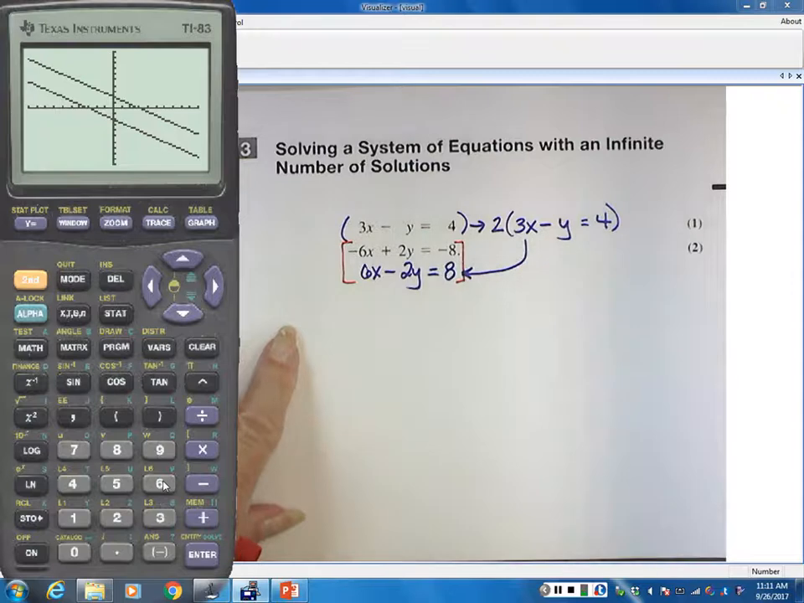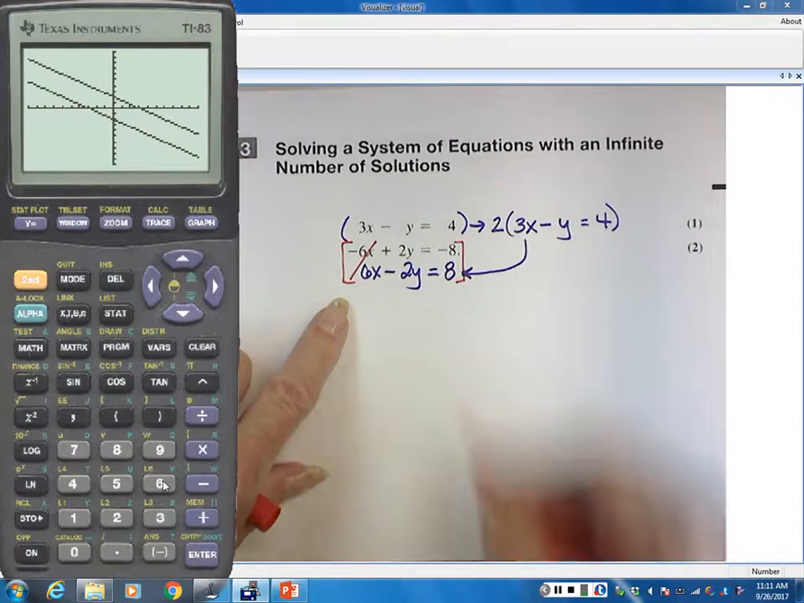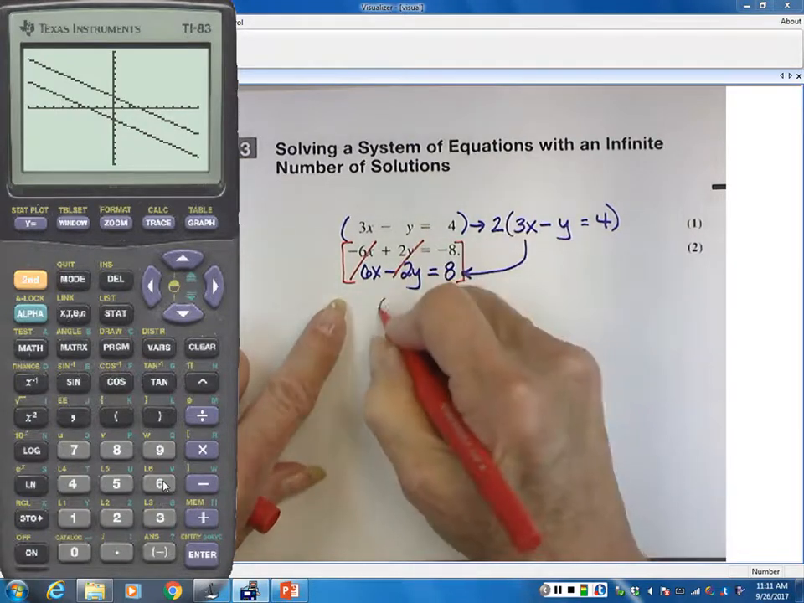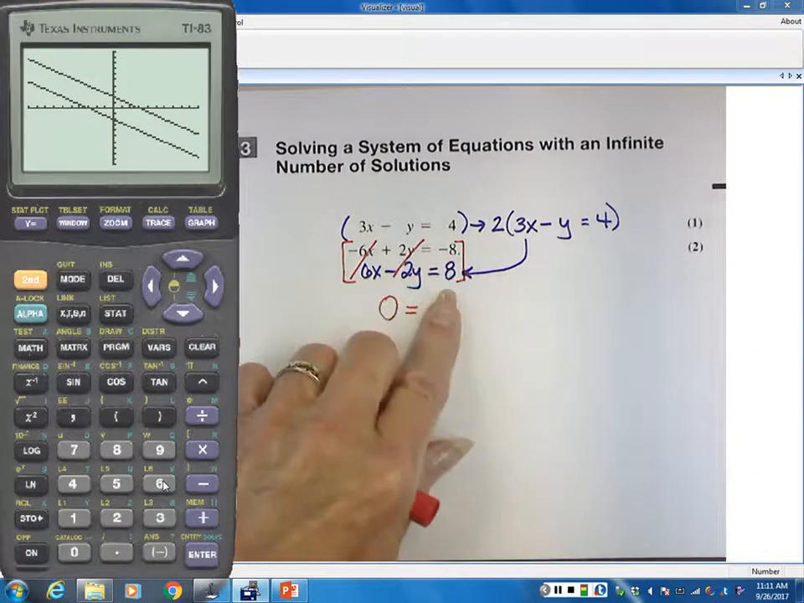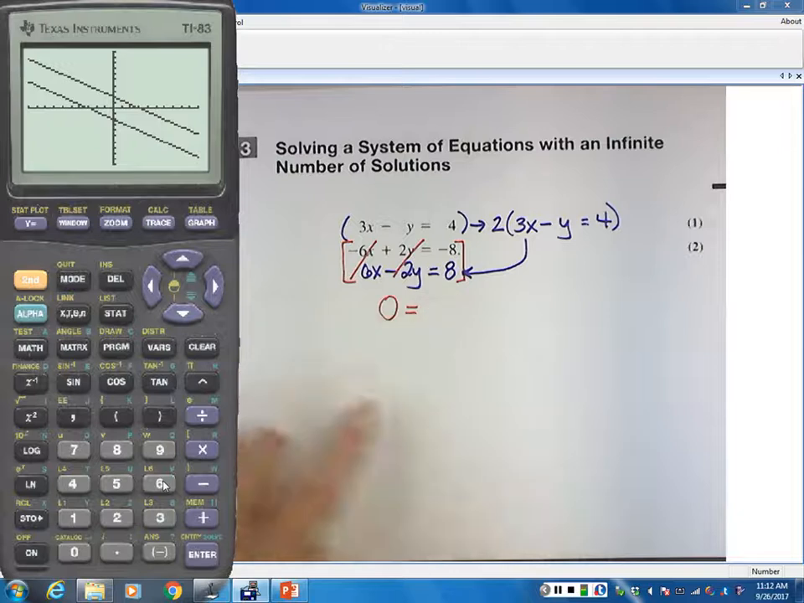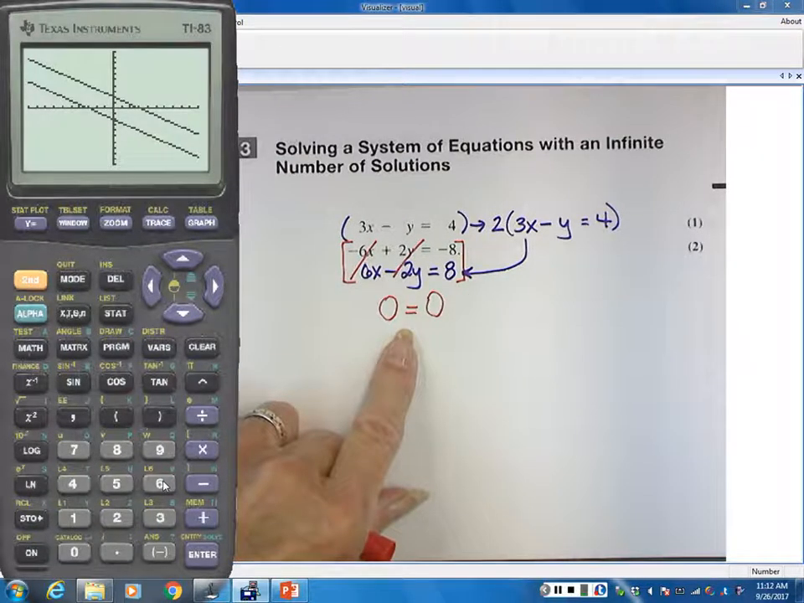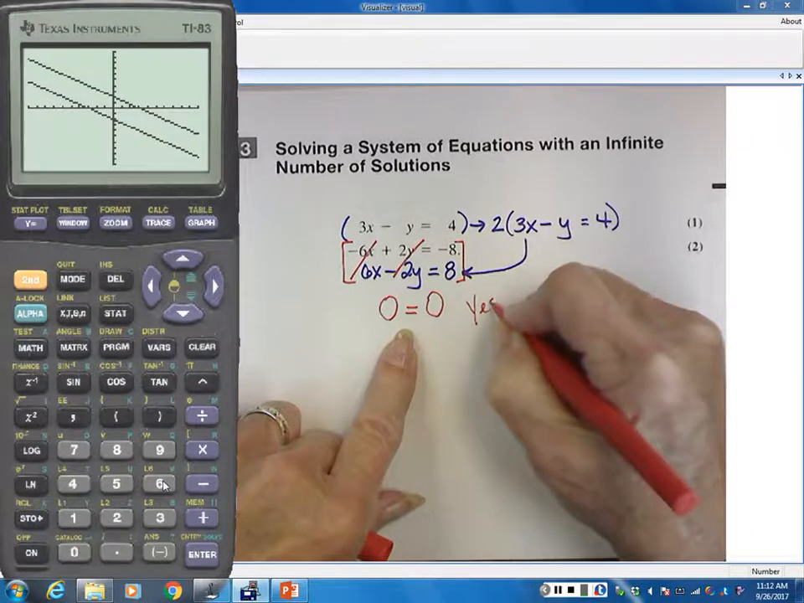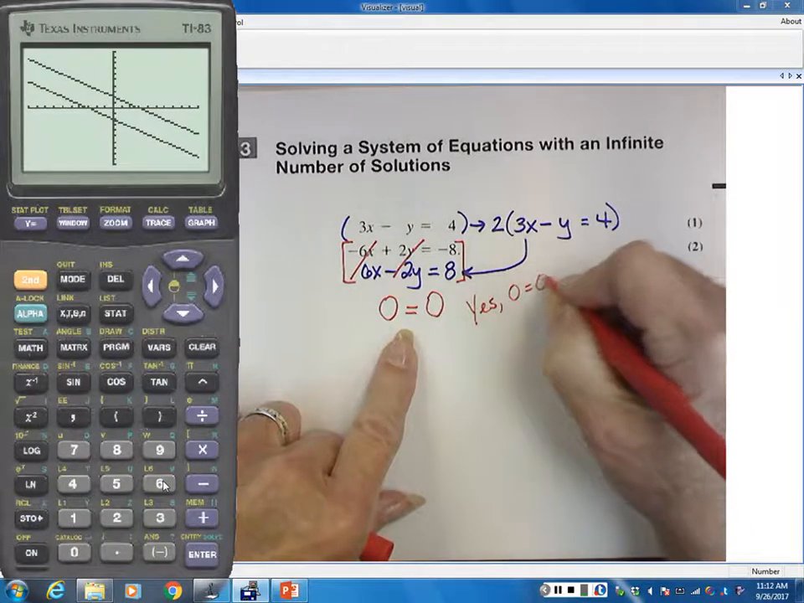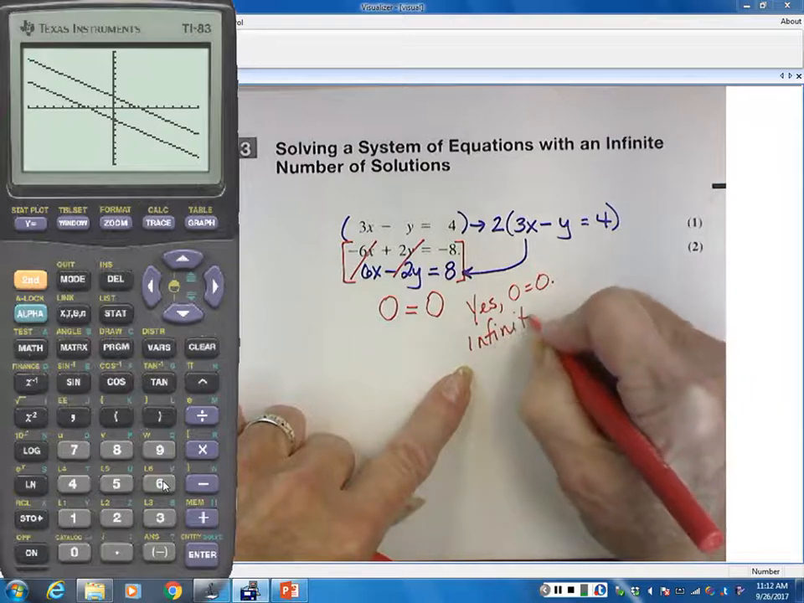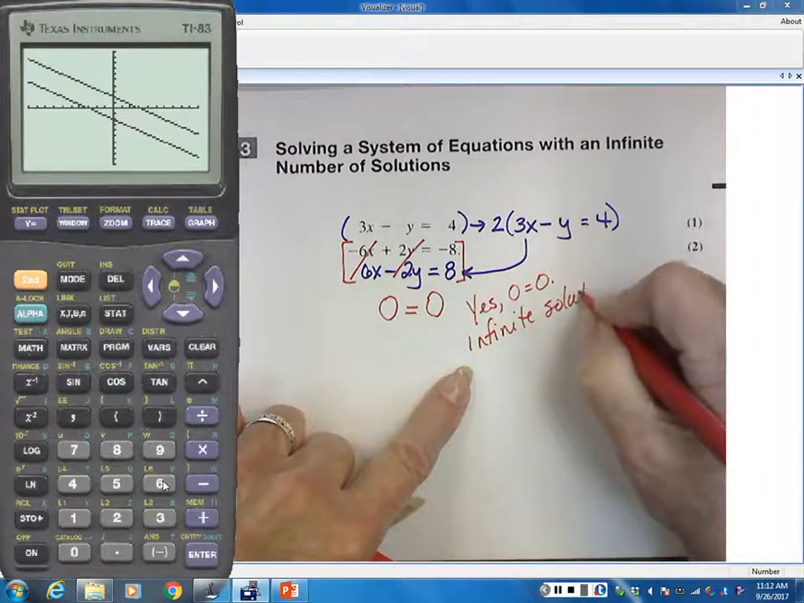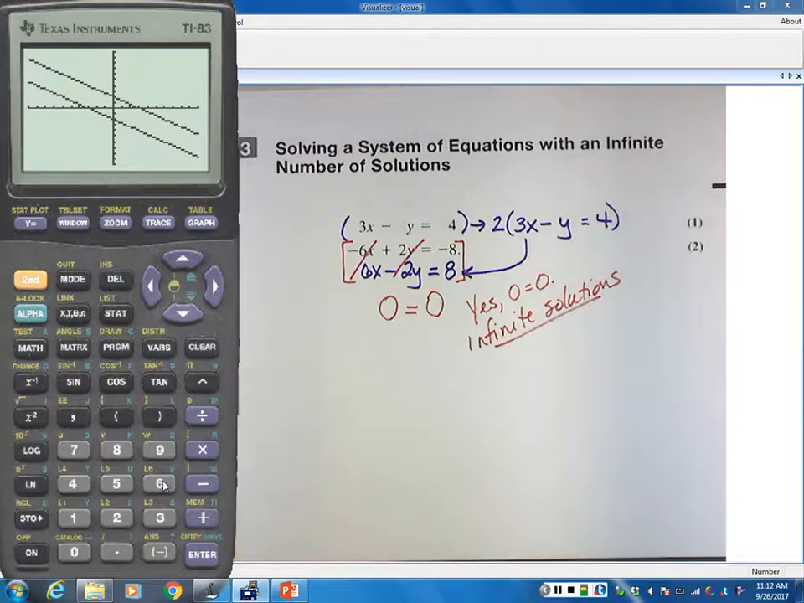Everything cancels. Dead x's, dead y's. That means there's nothing left on that side. But what's negative 8 plus 8? 0, so there's nothing left on that side either. Is this true? Yes. That means we have infinite solutions. Okay?